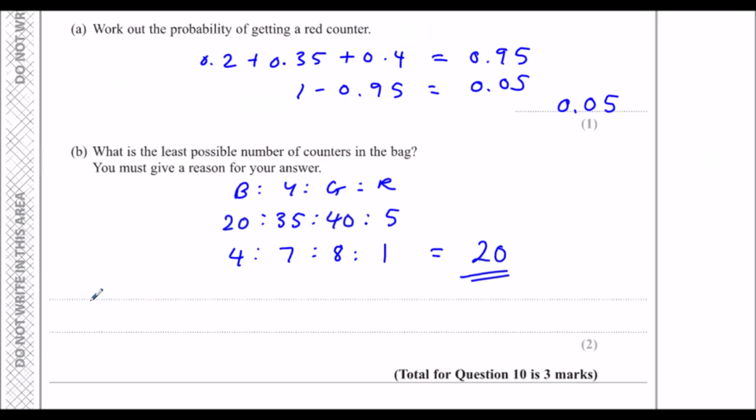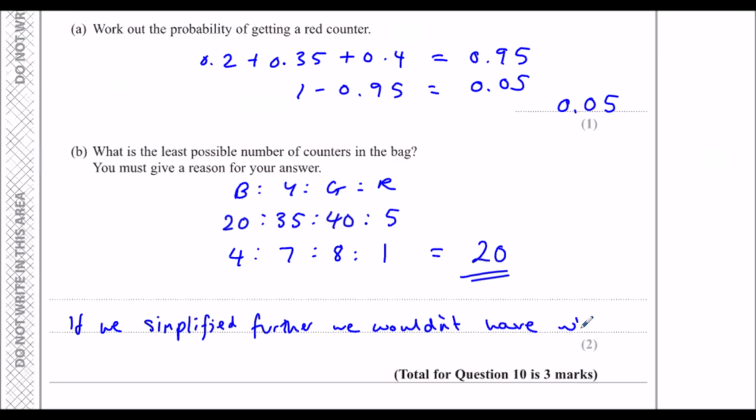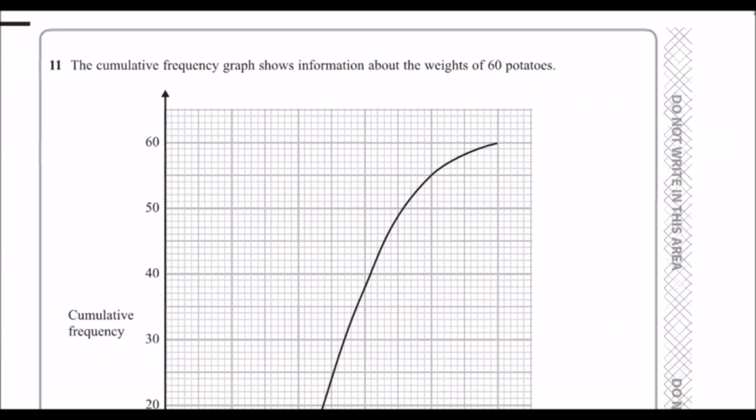You must give a reason for your answer. So if we simplified it any further, we wouldn't have whole numbers. So we need to have a whole number of counters, and if we simplified it any further, we'll have a decimal. So we need whole numbers, so that must be the fewest number of counters in the bag.